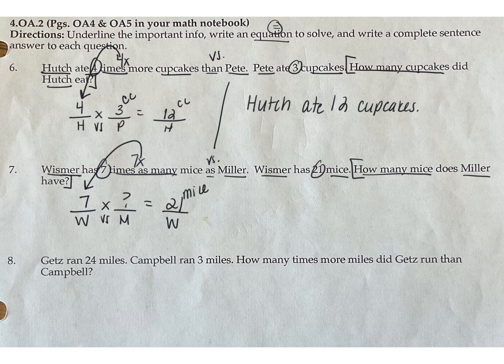We do not know how many mice Miller has, and so we're going to have to solve the opposite operation to find that missing factor. We're going to solve 21 divided by 7, the factor that we know, equals that missing number, which is 3. And so now we can write our sentence because we know Miller has 3 mice.